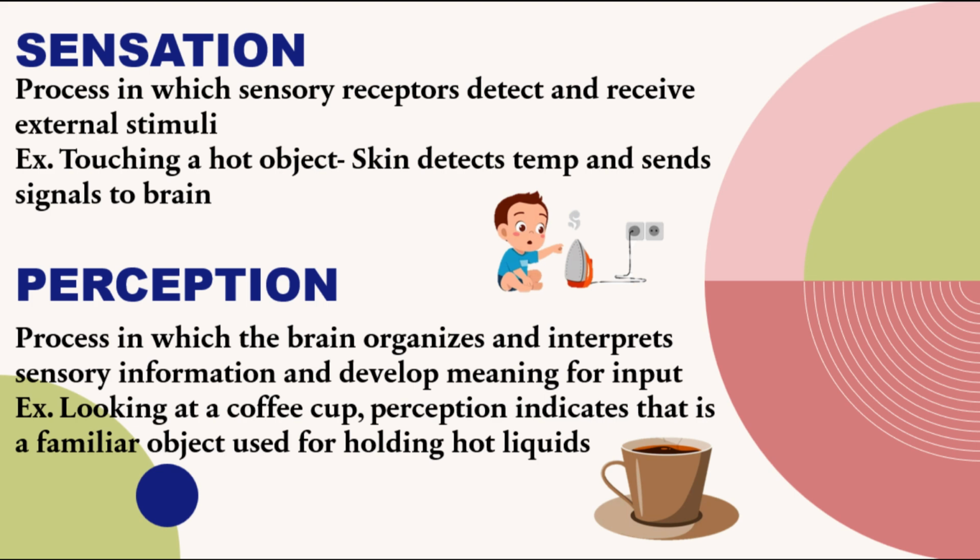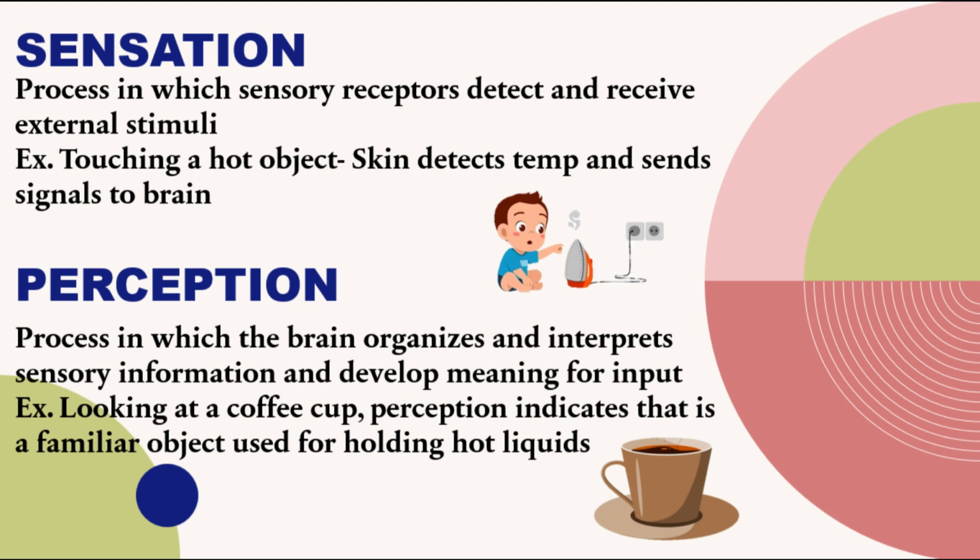Perception goes beyond mere detection and involves the brain's higher-level processing, including pattern recognition, memory, and contextual understanding. It allows us to recognize objects, interpret their meaning, and construct a coherent and meaningful picture of our surroundings.